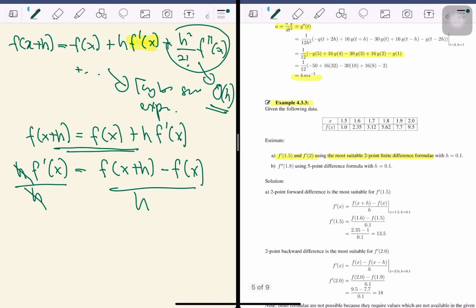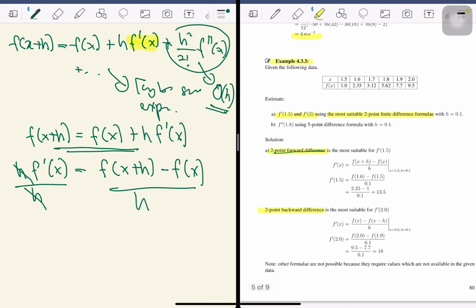I would like you to think about it. Why is x equal to 1.5 suitable for you to use the 2-point forward difference, but when x equal to 2.0, you have to use the 2-point backward difference? I want you to think about it. We will discuss this during the live discussion.